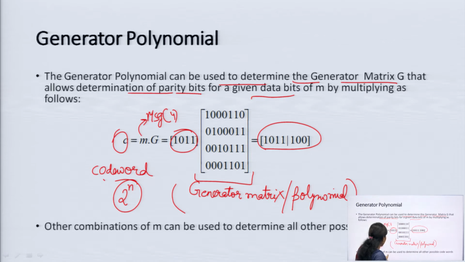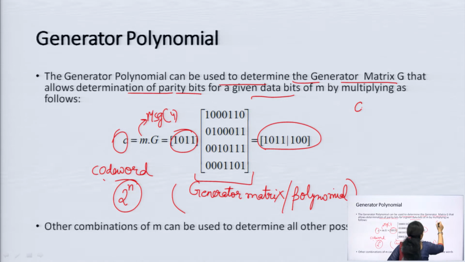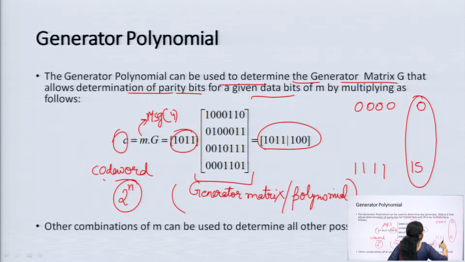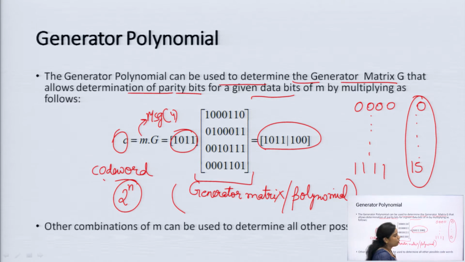Now, other combinations of m can be used to determine all other possible code words. So, how many combinations are possible? This is a big question, but it is very simple to answer, because if we are considering 4 bits, then how many combinations are there? It will be from 4 times 0 to 4 times 1, means from 0 to 15. In total 16 combinations are available. So, you can find this many code words by using 4 bits in your message signal. So, this is about the generator polynomial.